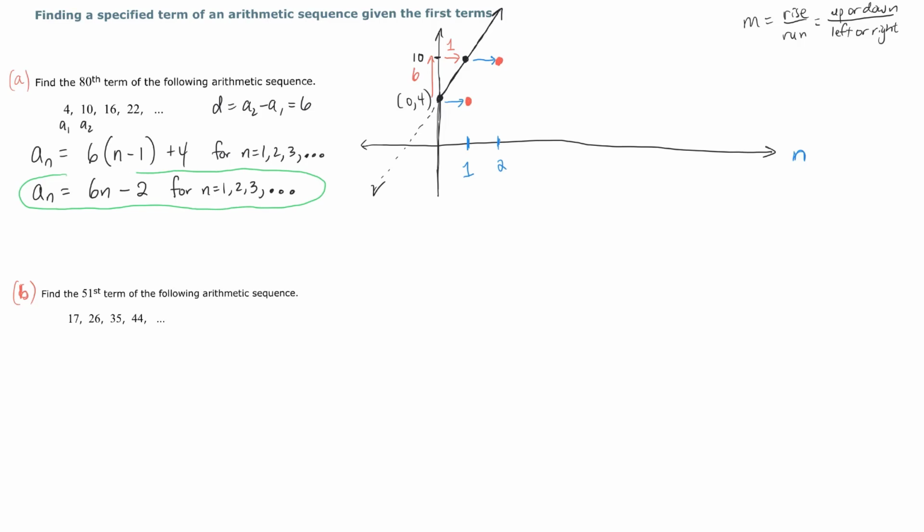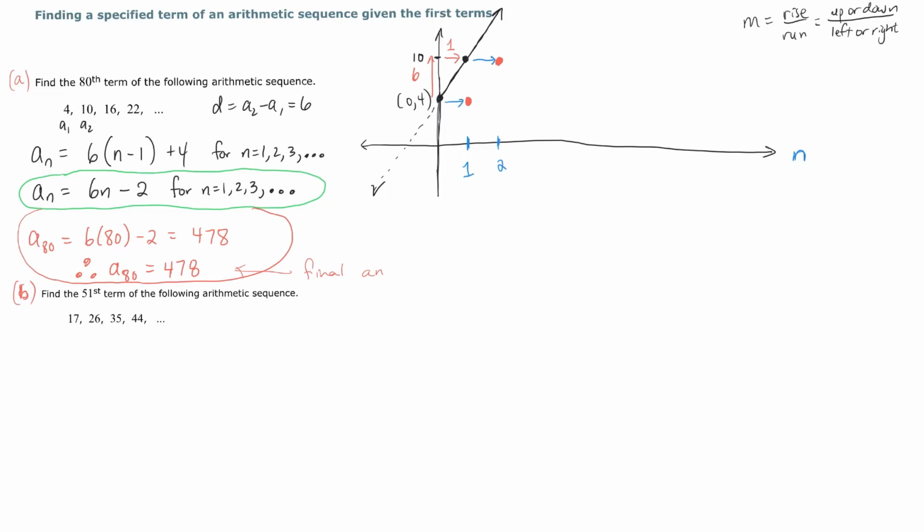Notice 80 is in the domain, and so we're going to find a sub 80. A sub 80 is going to be 6 times 80, which is 480, minus 2. So that's 478. Therefore, the expression that you're looking for, a sub 80, got simplified to 478. I'm going to go ahead and circle this work as well, and of course the last line includes the final answer.